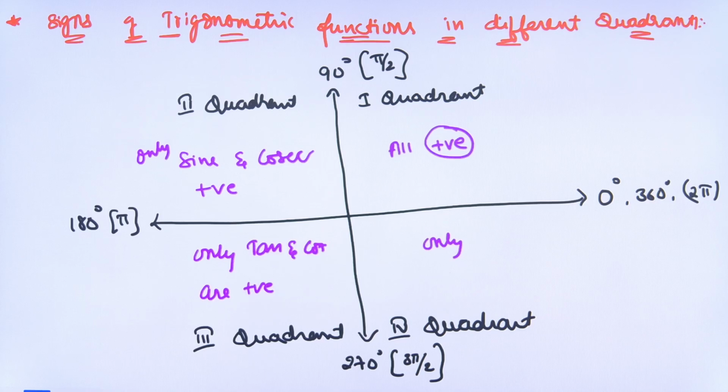See students, sine and cosecant are reciprocals of each other. That's why if sine is positive, cosecant should also be positive. Tan and cot are reciprocals of each other. If tan is positive, cot should also be positive. Right. Next set, cos. What is the reciprocal of cos? Secant. So these two will be positive in this quadrant. Okay, students.